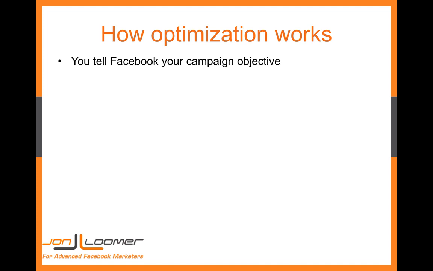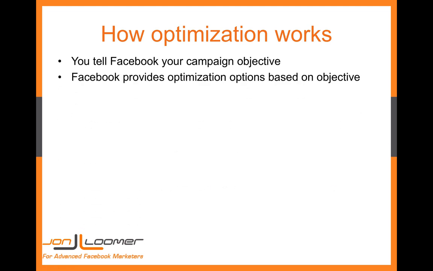Now, Facebook has greatly improved this flow over the years. It used to be much more confusing to people as far as how you actually go about doing some of these things. So first of all, you tell Facebook what your objective is. What is it that you're trying to accomplish from this campaign? Are you trying to get conversions? Are you trying to drive traffic? You're just trying to get engagement? What is it? Because based on that, they will then simplify and provide optimization options.